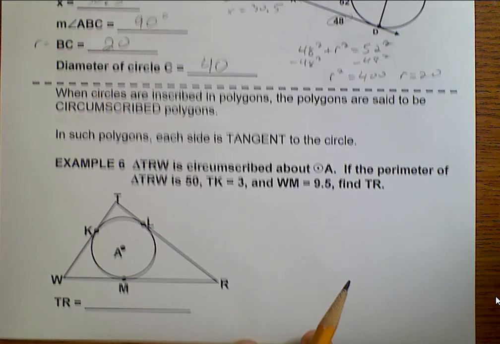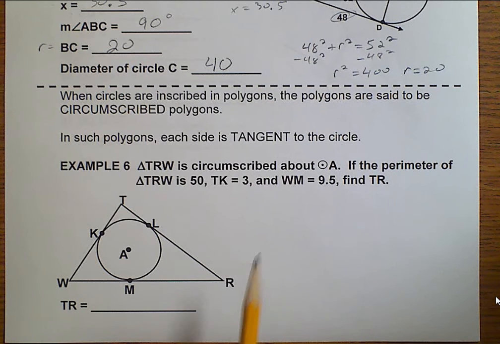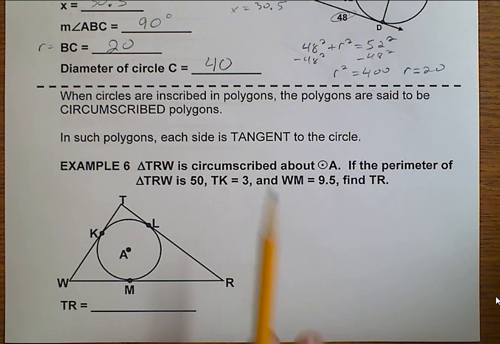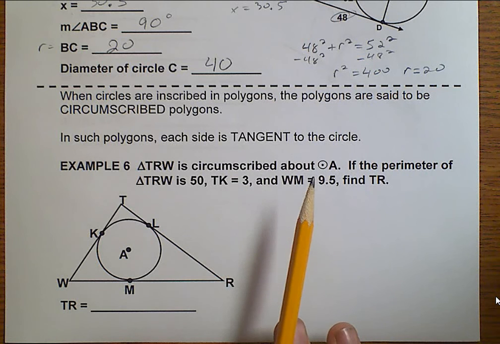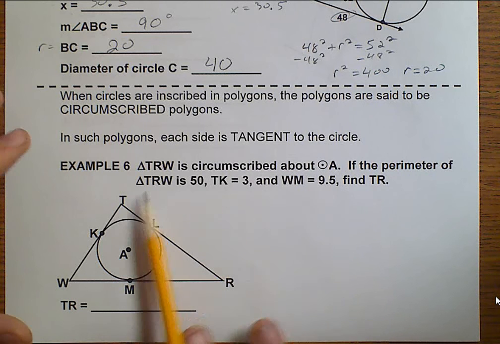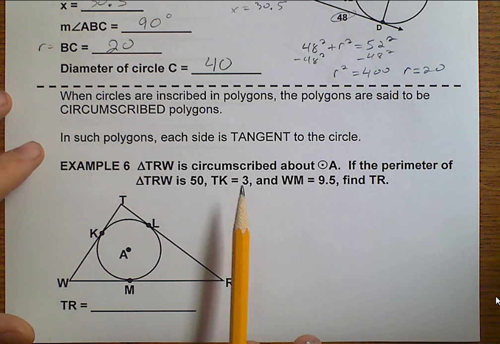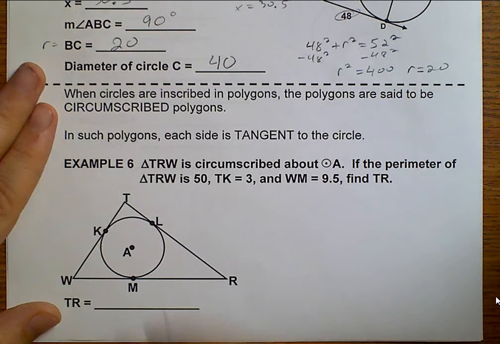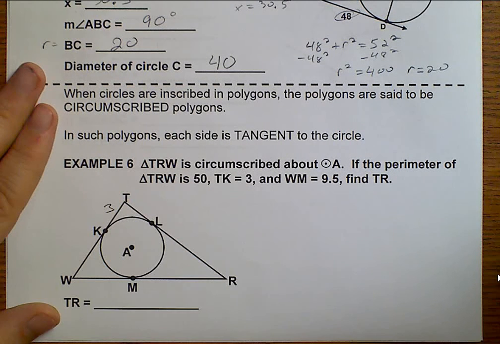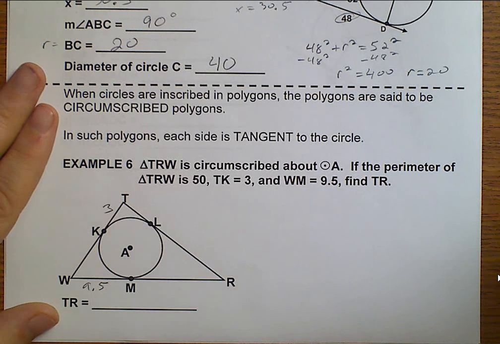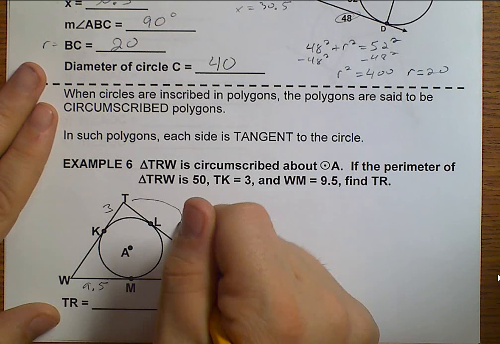Let's go ahead and answer the last one. When circles are inscribed in polygons, the polygons are said to be circumscribed polygons. In such a polygon, each side is tangent to the circle. So here we have a triangle that is circumscribed about A. If the perimeter is 50, and TK is 3, and WM is 9.5, we want to find TR.